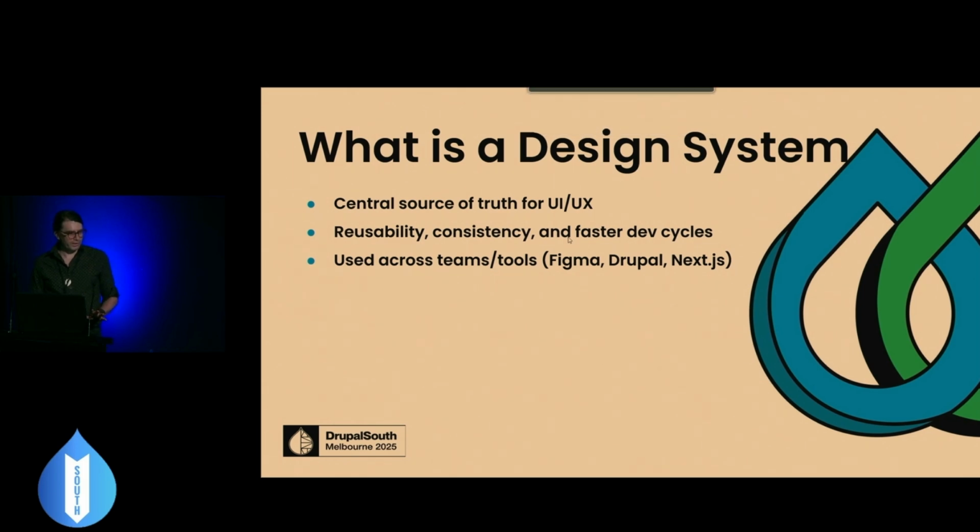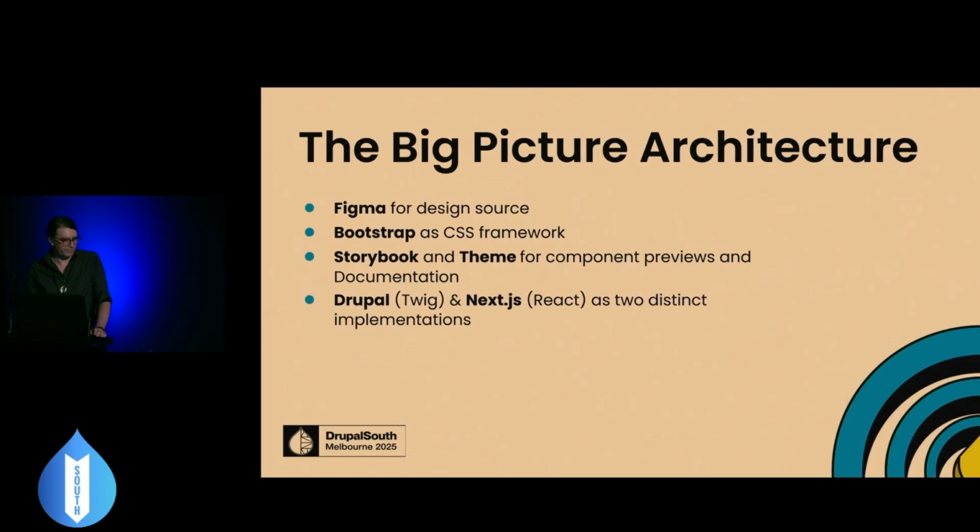So, very quickly, what is a design system? It's the central source of truth for the UI and UX, for reusability, consistency, and faster dev cycles, and to be used across different teams. So you've got the design team, you may have people working directly with Drupal, other people working in the Next.js versions of things, and they can all access the design system and utilize it in different ways.